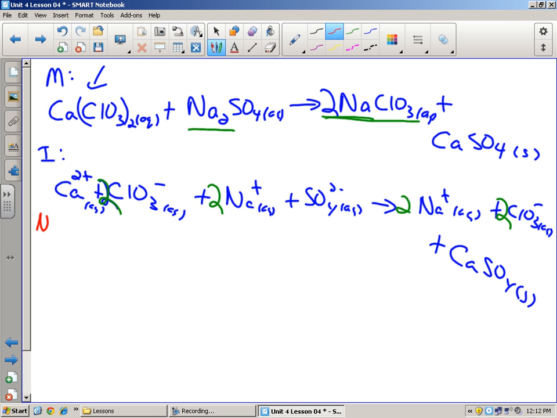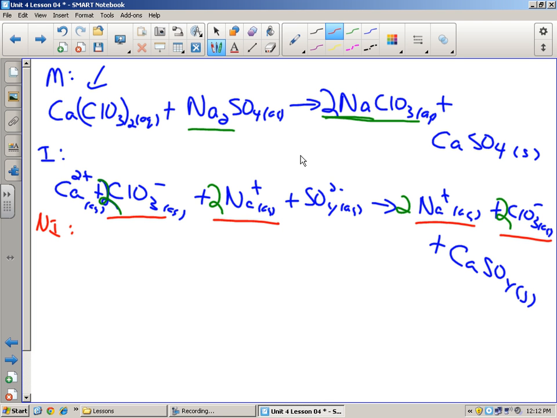Last part, net ionic equation. What's exactly the same on both sides? Well, let's see. 2 chlorates, 2 chlorates, 2 sodiums, there you go. Okay? Yes, there is a shortcut. Okay? And it might save you some time on the test or something like that if you can see it there. But I'm not going to tell you about it. You'll figure it out. Okay?